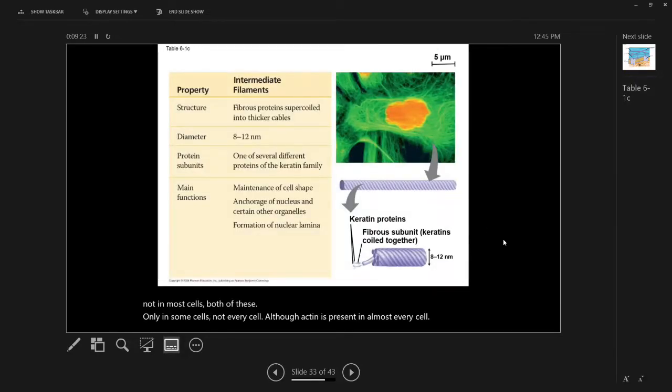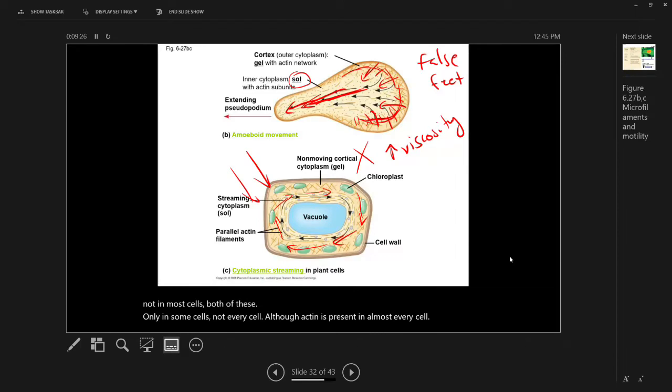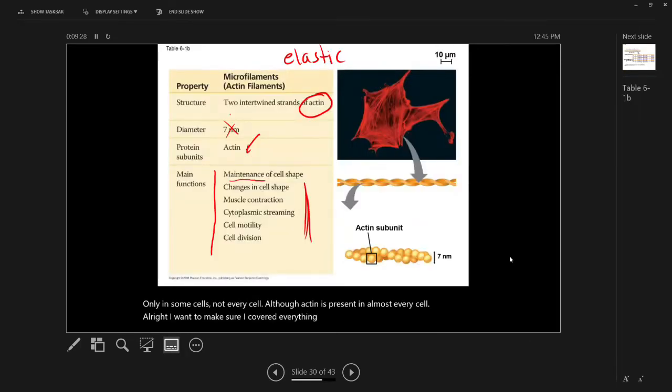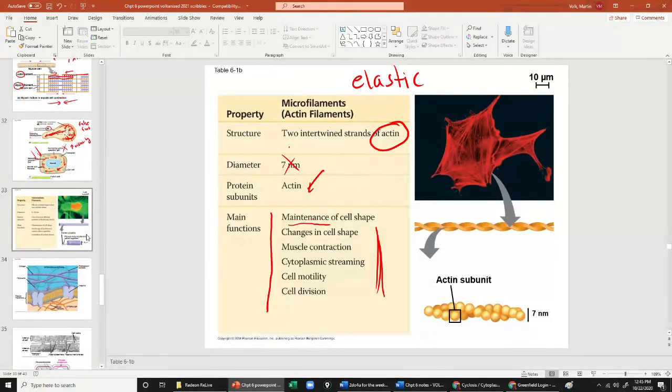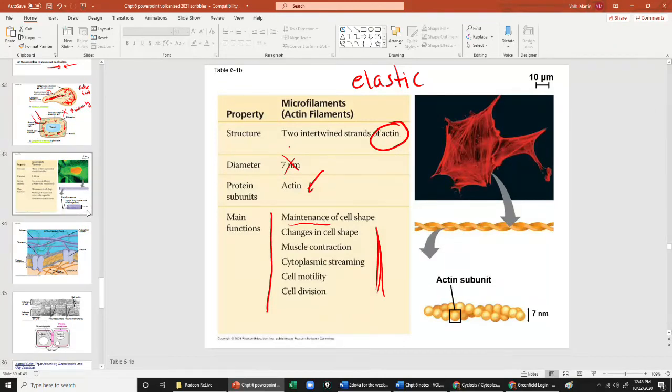All right, I want to make sure I covered everything about microfilaments. Cytoplasmic streaming we talked about, muscle contraction we talked about, changes in cell shape and cell motility kind of go together. Oh, cell division. See, I got to insert another slide. My goodness, unprepared. Okay, so cell division we need to add.